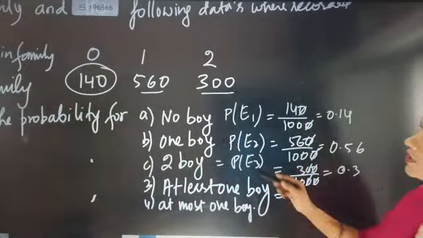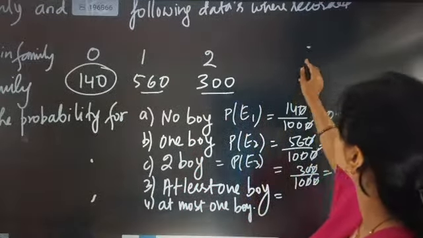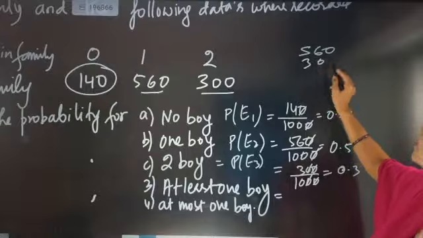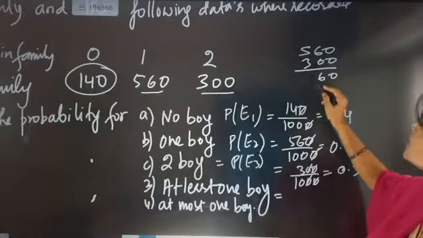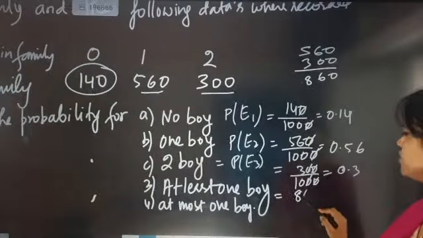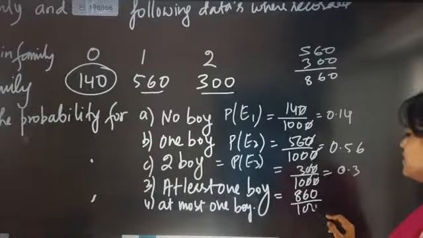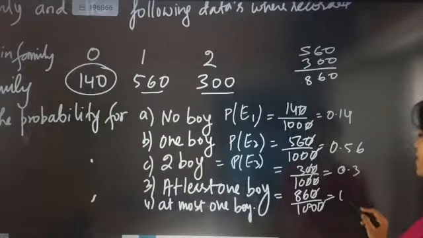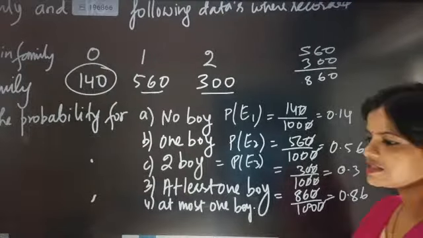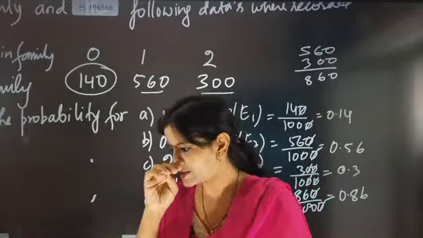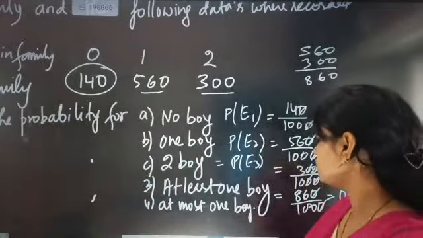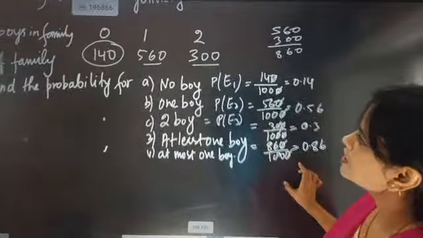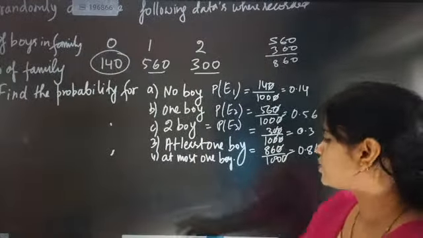So it is going to come as 560 and 300. Total is going to be 860. So the probability of this event is 860 by 1000, which means 0.86. Shall we go for the last one? I hope you might have enjoyed today's class. Was it okay?